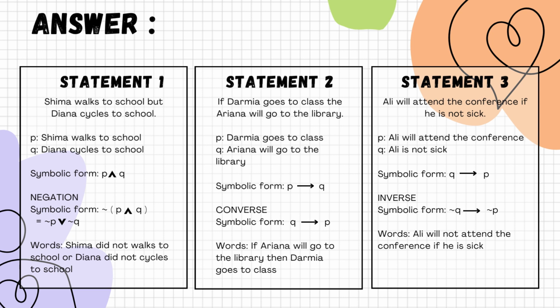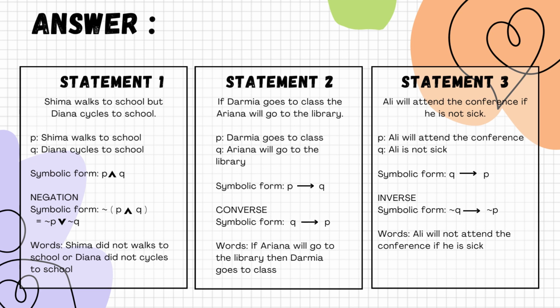Now we will negate this statement. Firstly, we put a negation sign in front of this statement. Then we use De Morgan's law to bring the negation sign inside. After that, we get our answer, which is not P or not Q. Then we can write this statement in words like I already stated on the screen. Next is the converse of statement 2.